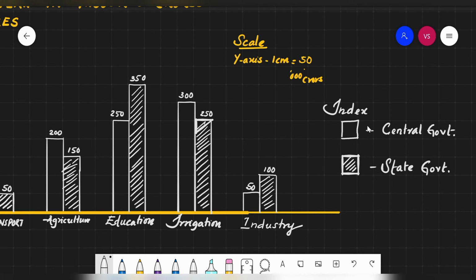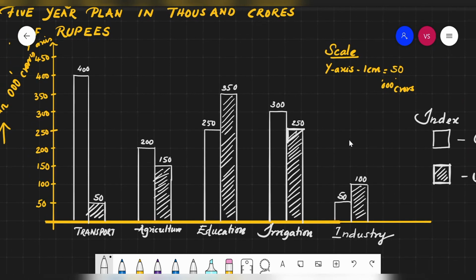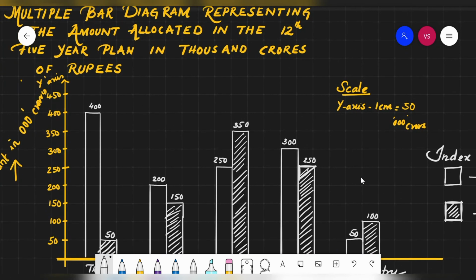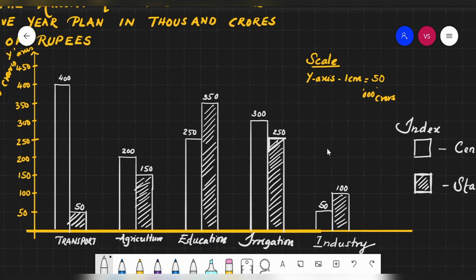This is how we do this diagram, students. I hope you have followed this. If you have not followed, please watch this video once again and you will be able to understand what you need to do. This is a multiple bar diagram.